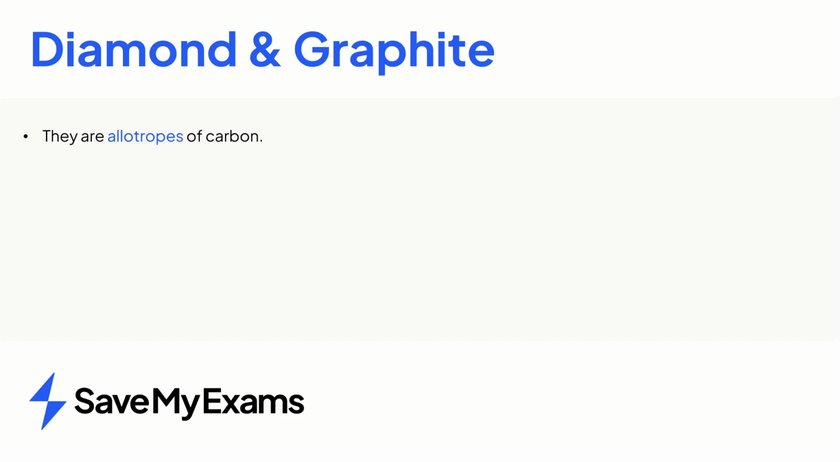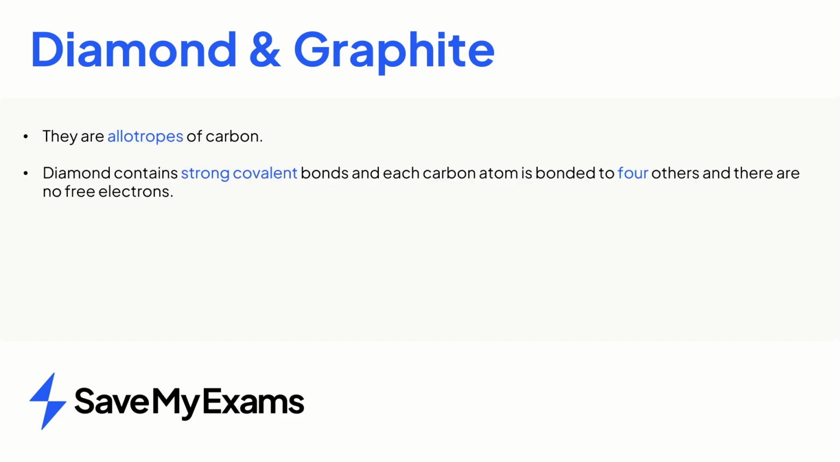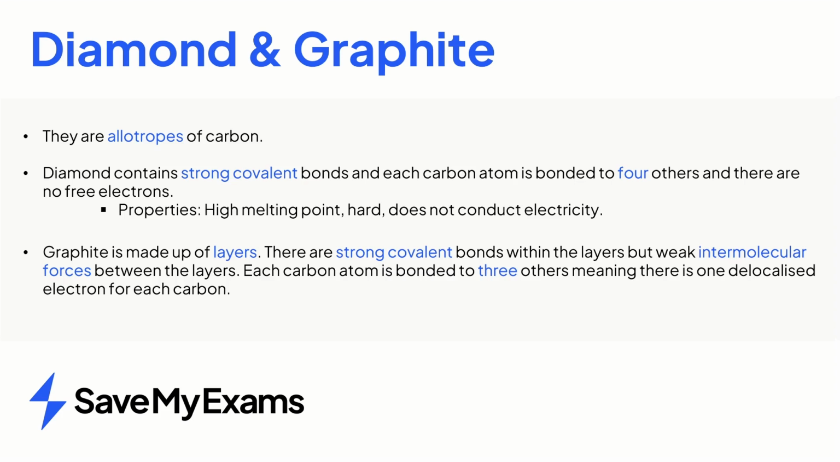In summary, diamond and graphite are allotropes of carbon. Diamond contains strong covalent bonds, and each carbon atom is bonded to 4 others, and there are no free electrons. This means diamond has a high melting point, is hard, and does not conduct electricity. Graphite is made up of layers. There are strong covalent bonds within the layers, but weak intermolecular forces between the layers. Each carbon atom is bonded to 3 others, meaning there is 1 delocalized electron for each carbon. This means graphite has a high melting point, conducts electricity, and is slippery.